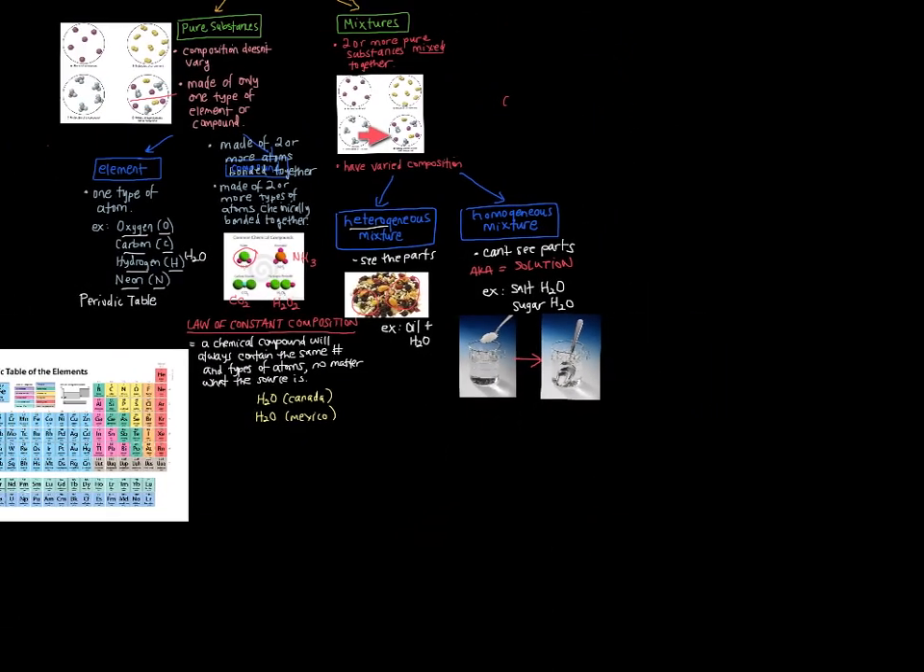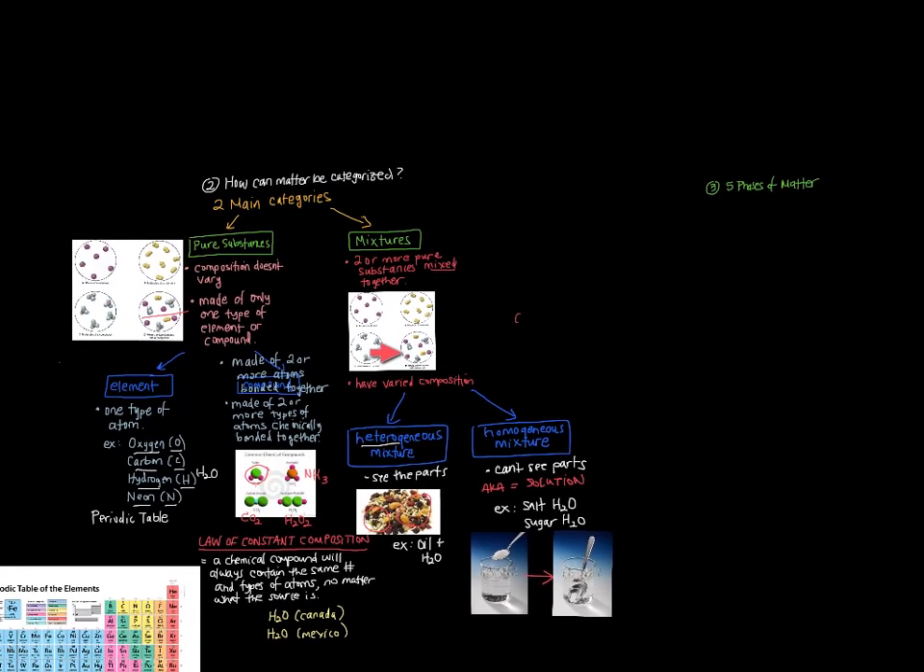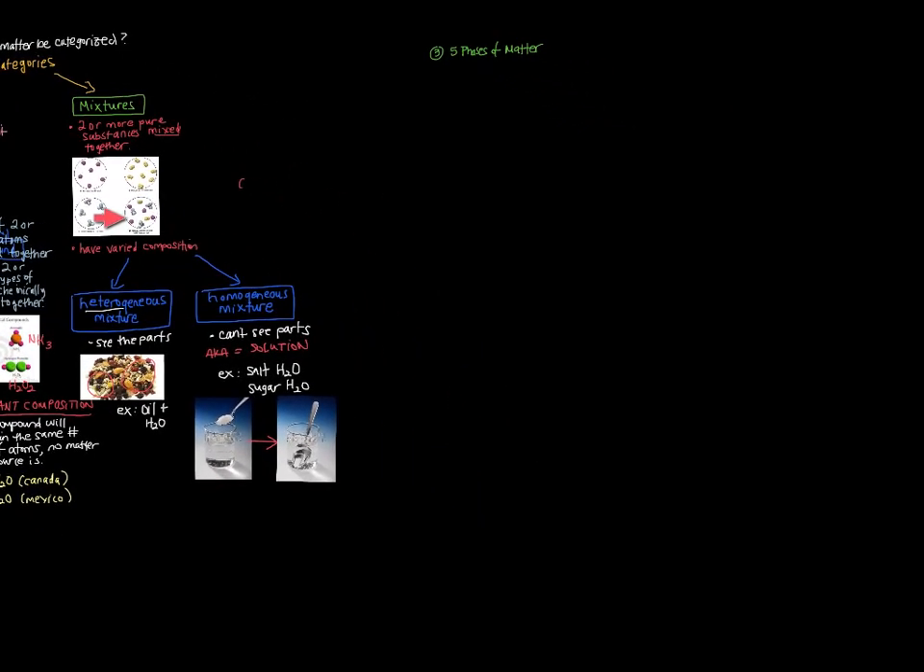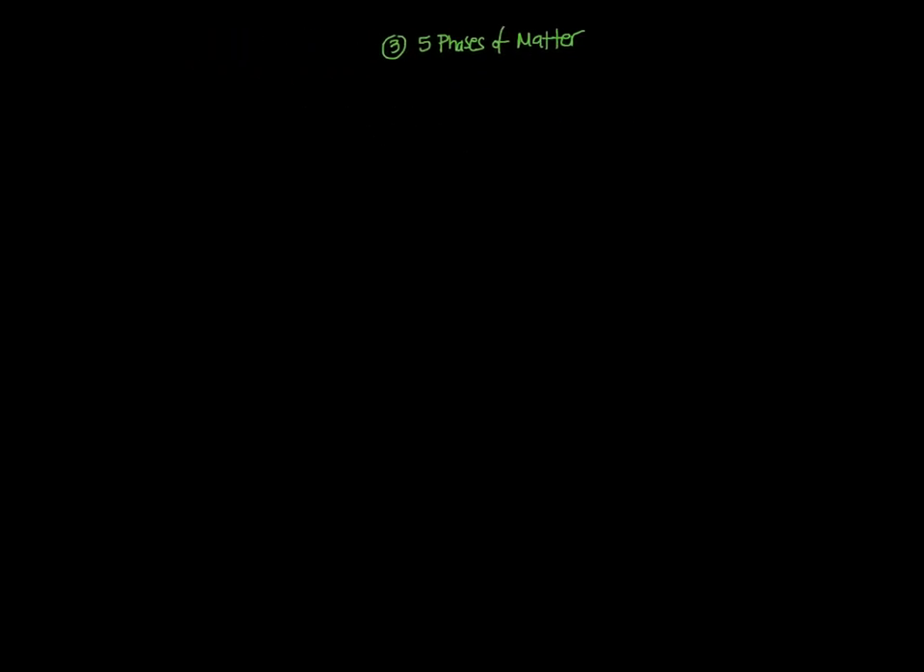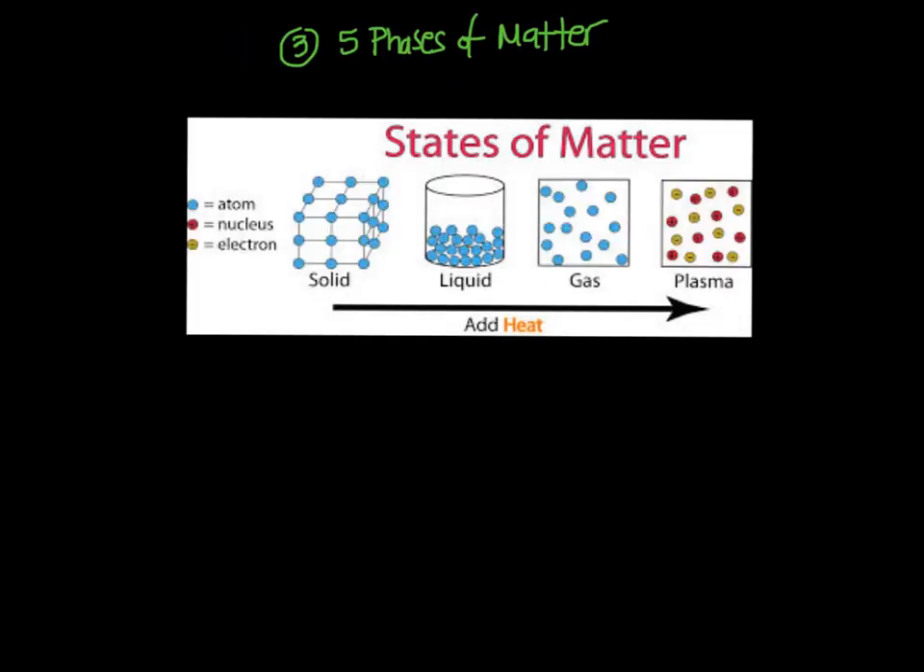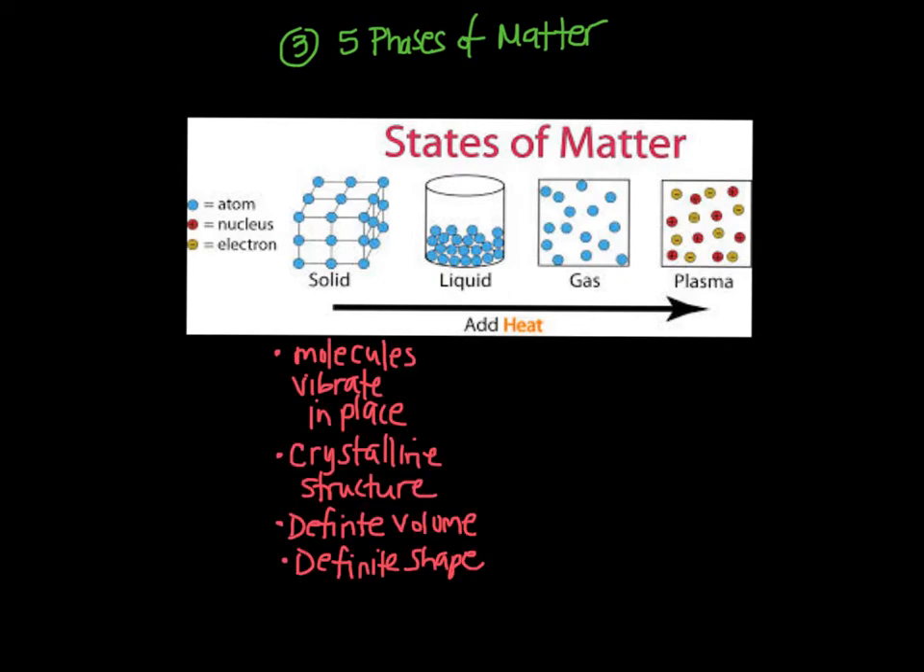Okay, so we've talked about the two main categories, and now the last thing that we need to talk about are the 5 phases of matter. So let's do that right now. So you may or may not be aware that there are actually 5 phases of matter. On this picture I have 3 of the phases of matter. So we have solids. Characteristics of solids are this. Solids, the molecules vibrate in place in their crystalline structure.